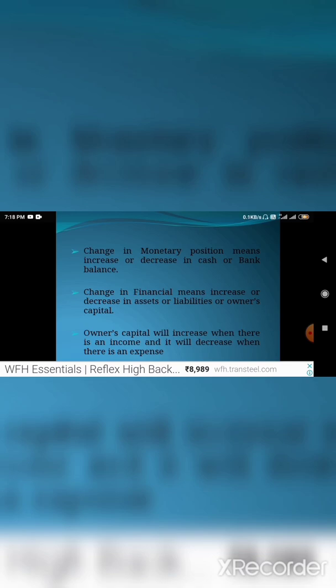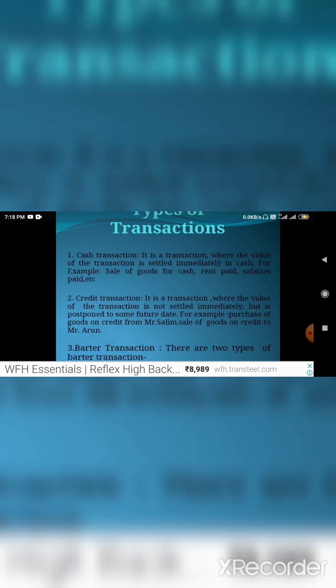This line explains that owner's capital will increase when there is an income, and it will decrease when there is an expense. Exactly correct. This line explains that when there is an expense, he will incur a loss in this business. Next, types of transaction.